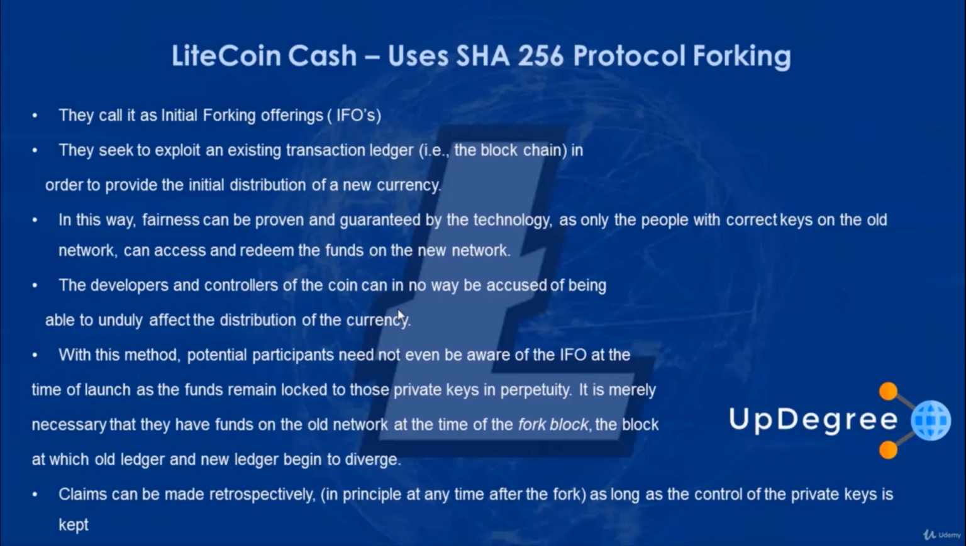So this is Litecoin Cash. They use the SHA-256 protocol, which we have seen in Bitcoin. They call it initial fork offerings. We have seen initial coin offerings, right? Similarly, they are called initial fork offerings, and they seek to exploit the existing blockchain in terms of transactions, so that the initial distribution of a new currency is faster. And the participants should not need to be aware of the IFO. They should be aware of the fork block, and claims can be made anytime retrospectively as the private keys are kept. Fairness is guaranteed, even though it's an old network, but we can upgrade it to a newer network.